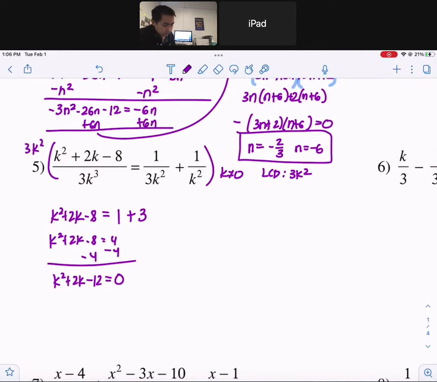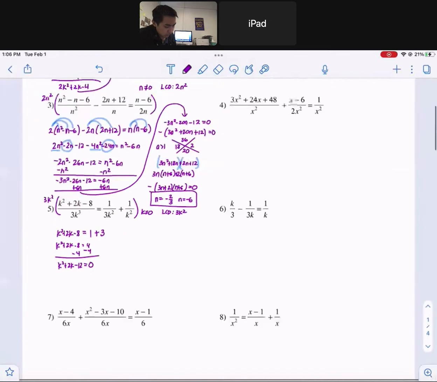So let me make sure everything looks good. I'm pretty sure. Yeah, negative 12. So then, what are these two factoring? I'm drawing a blank here. If that's negative 12, 1 and 12, no. 2 and 6, no. 3 and 4, no.